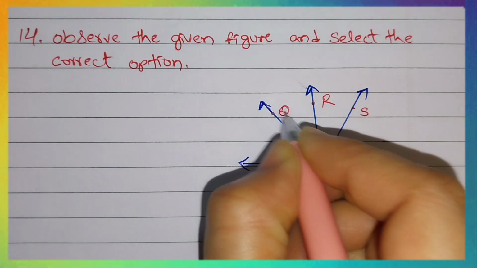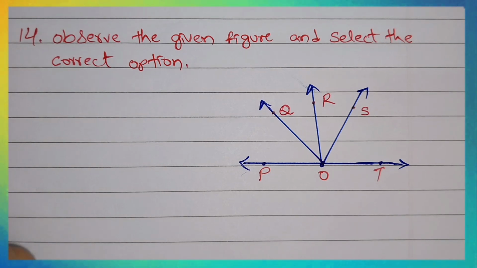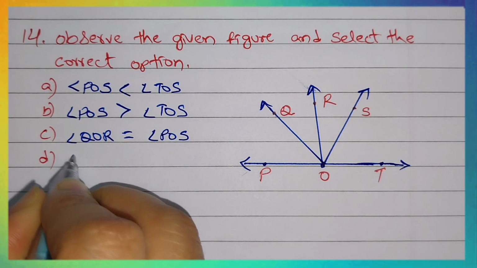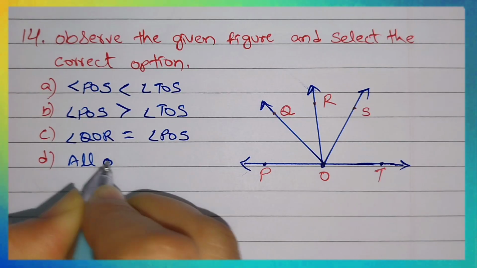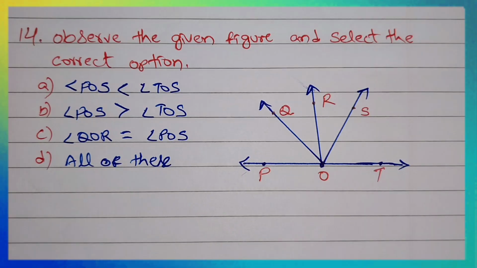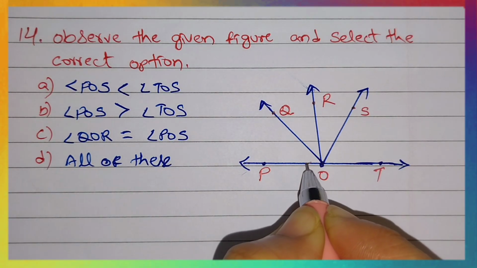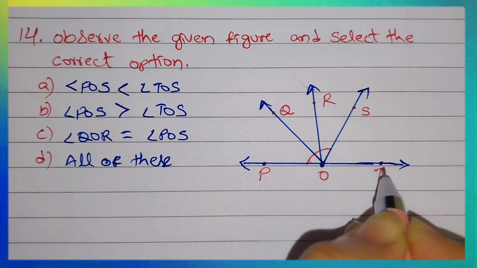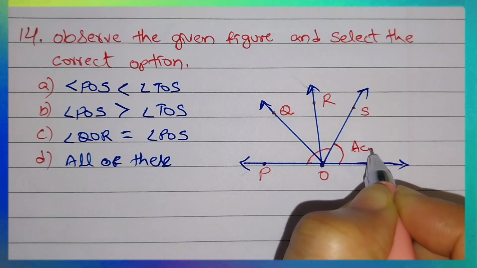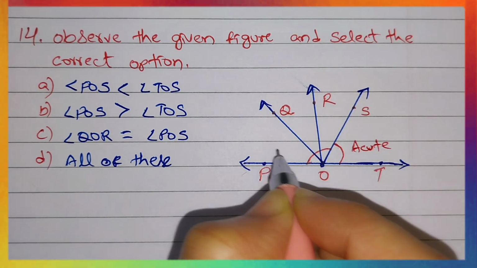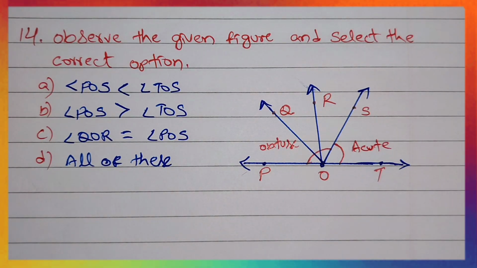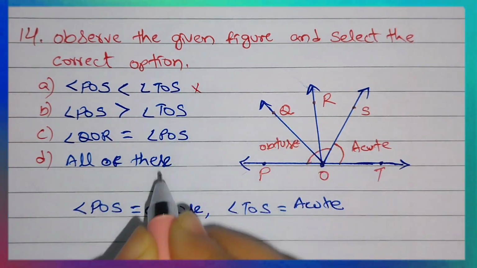The 14th question is observe the given figure and select the correct option. The given 4 options. A is angle POS is less than angle TOS. B is angle POS is greater than angle TOS. C is angle QOR equals angle POS and D is all of these. If you see, angle POS is an obtuse angle, angle TOS is an acute angle. So angle POS is more than angle TOS. The first option is wrong.